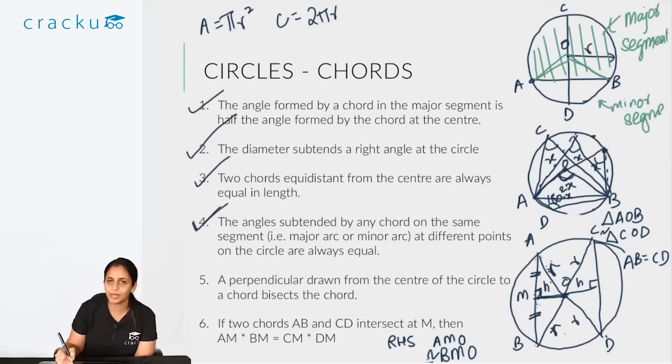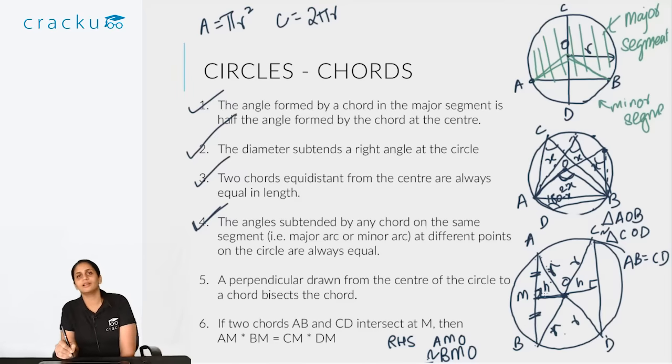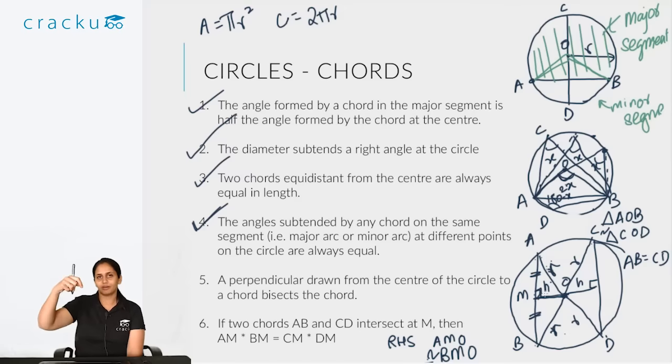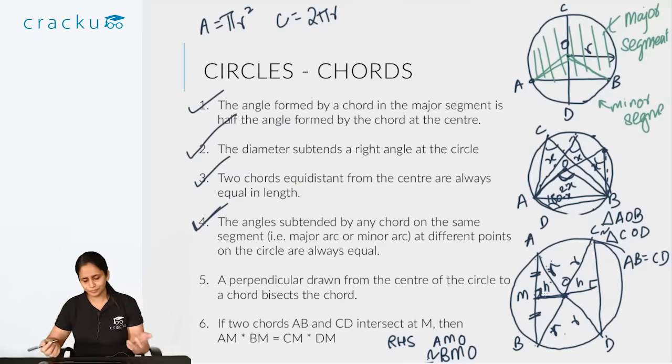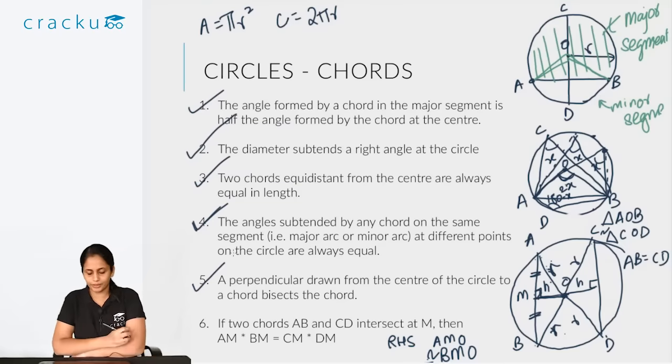So OM will be a perpendicular bisector of the chord, because this is essentially an isosceles triangle. And in an isosceles triangle, the altitude dropped from the vertex with the isosceles sides will bisect the third side as such. So we can infer the fifth property as well.